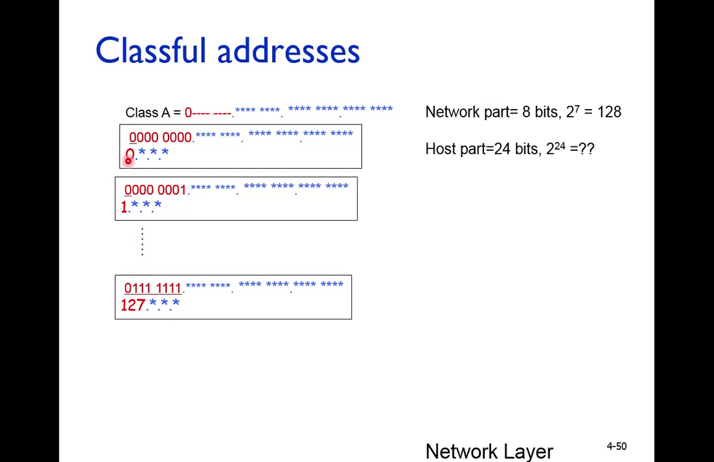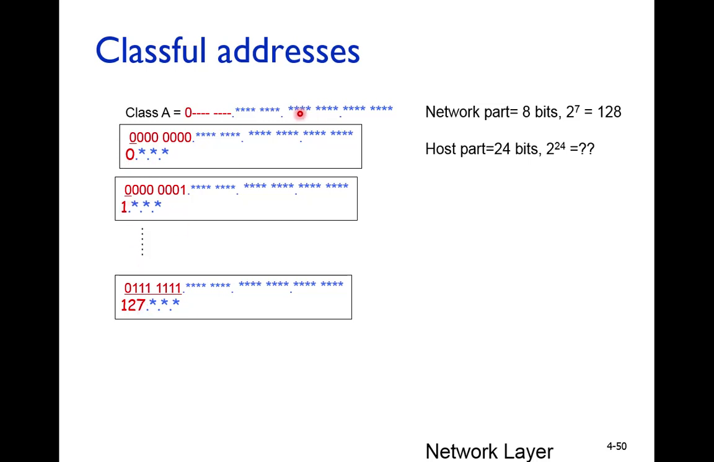So this value can range from 0, 1 up to 127 when all the 7 bits are 1. And the first bit should always be 0. So you can see that in class A addresses, the first byte is reserved for the network part. And in the first byte, the first bit is always 0, it is fixed, and the remaining 7 bit values can be changed. So there are 2^7 possibilities, starting from 0, 1, 2 up to 127.